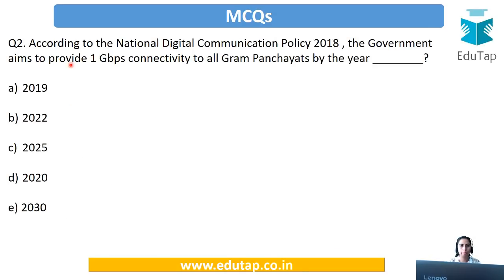Question 2. Related to digital communication policy, the government aims to provide 1 Gbps connectivity to all Gram Panchayats by the year. Now this is important. Try and solve it. If you remember, our answer to this is 2020. That means your option is D. So 1 Gbps by 2020 and 10 Gbps by 2022. So this is your second question.